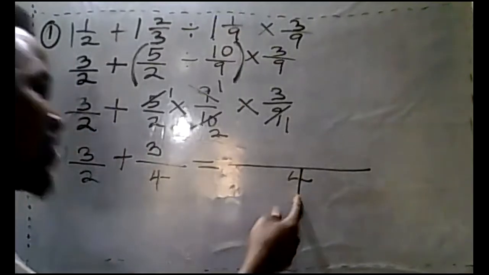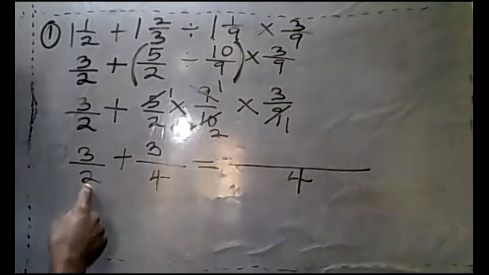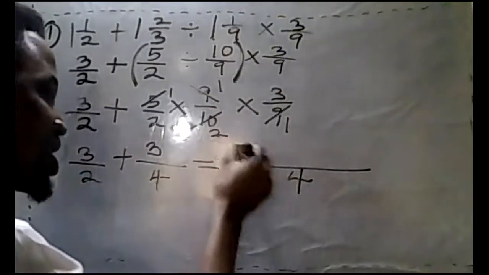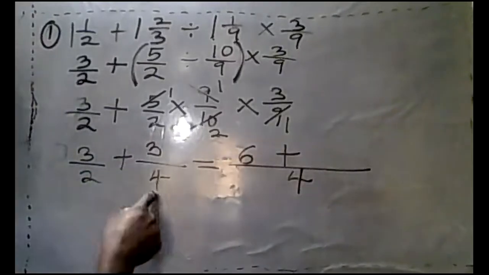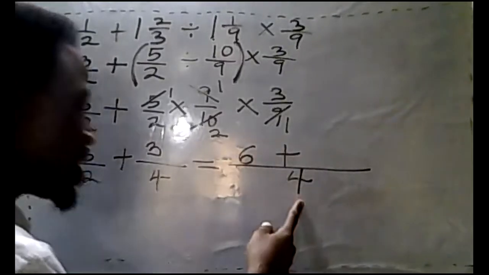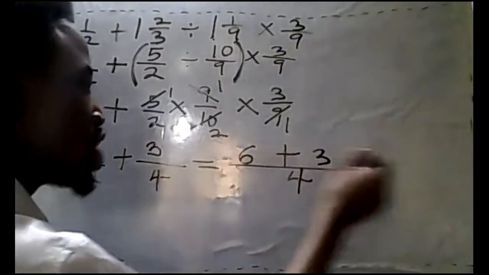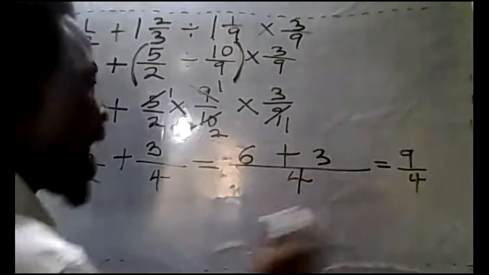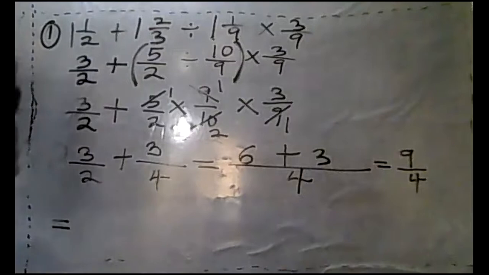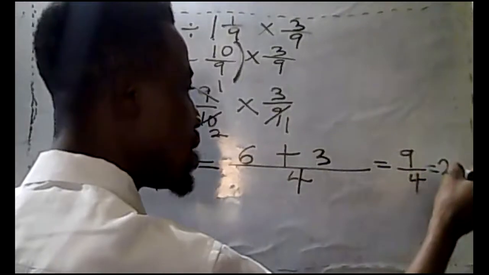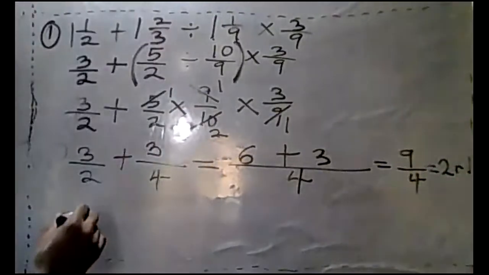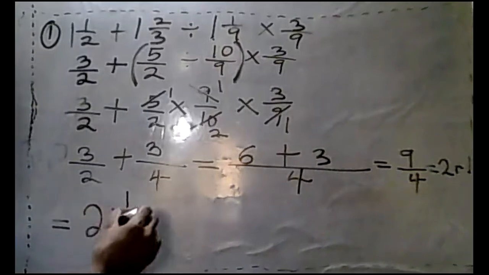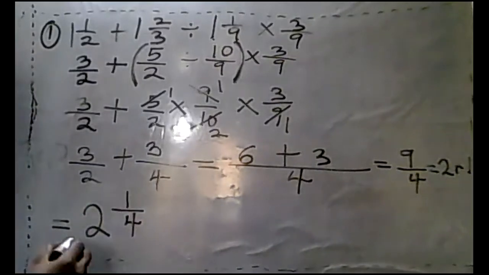So you go 4 divided by 2 is 2. 2 times 3 is 6. Plus 4 divided by 4 is 1. 1 times 3 is 3. So what you have is 9 over 4. How many 4 can you get in 9? That is 2. You're supposed to have 2 remainder 1. So your answer is 2 whole number 1 over 4. And that is our answer. Is that clear?